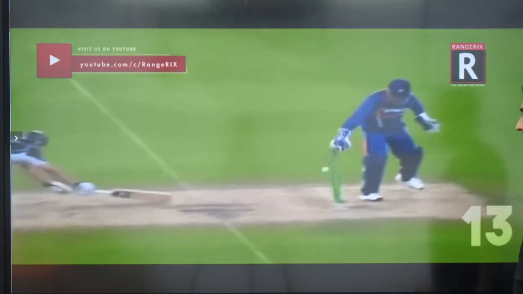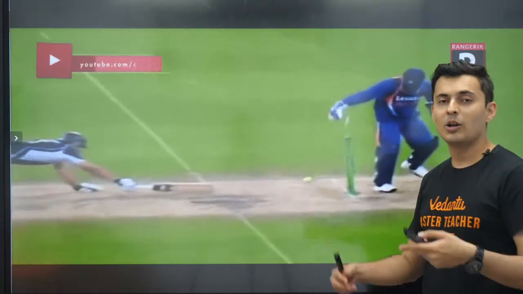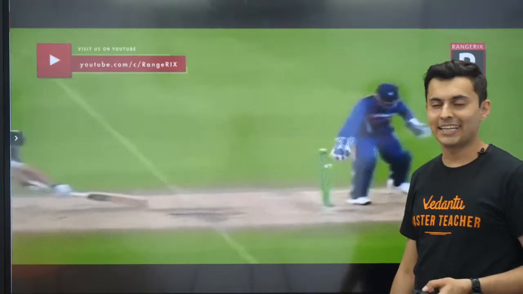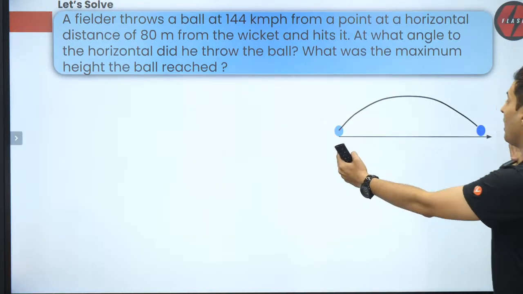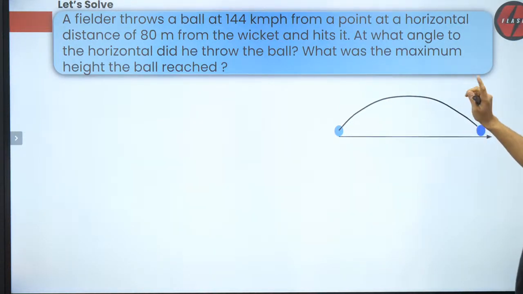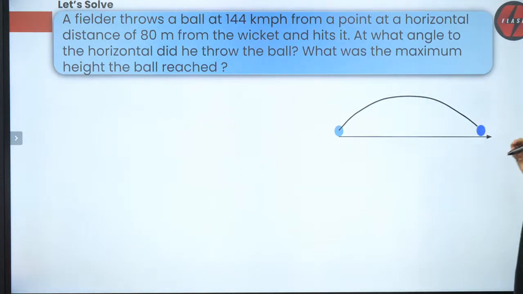So a cricketer throws a ball and it hits the stumps. So it's a problem on that. All right. So let's see what the problem is. If you project it at zero, obviously it will land there itself. There is no point in that. Okay. Here is the first problem. A fielder throws a ball at this speed at a point on horizontal, which is 80 meters away from the wicket. He throws it like this. This is 80 meters away. And the wickets are hit. At what angle to the horizontal did he throw the ball?